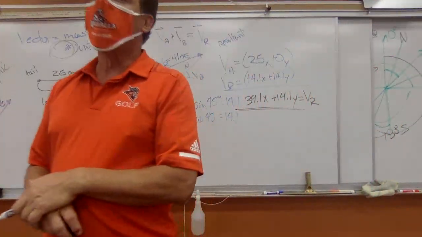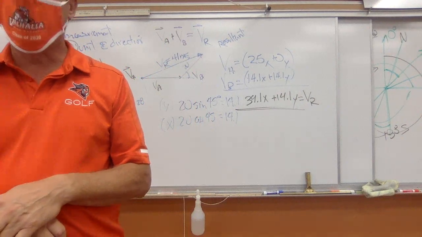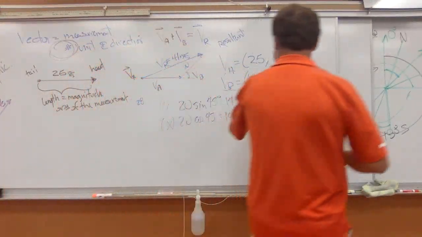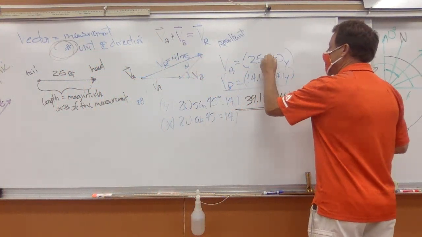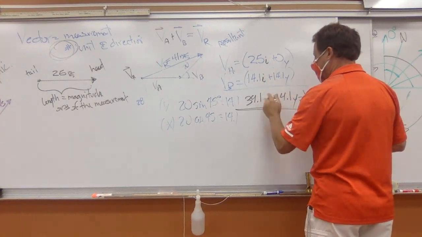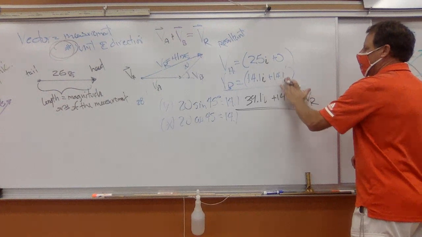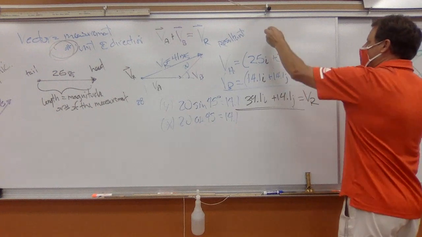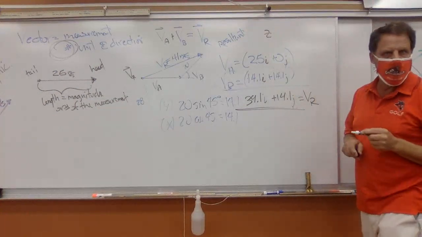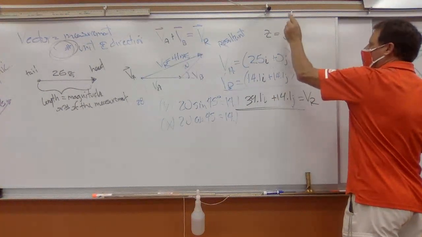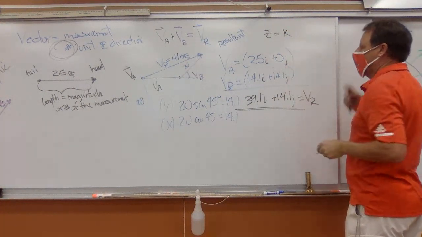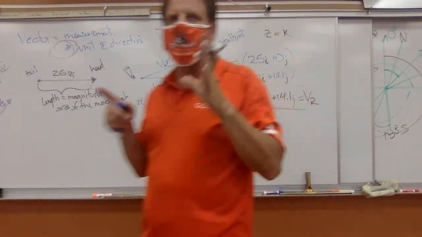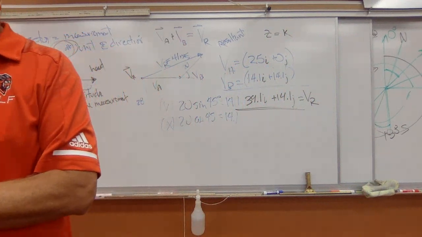Except we don't call x, x. We call it i. So these x's are i's, and our y's are j's. And if we were to have a z, the z-axis, that would be called k. Okay, so i, j, k is just the same as x, y, and z.